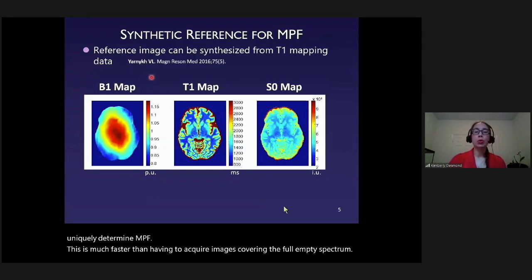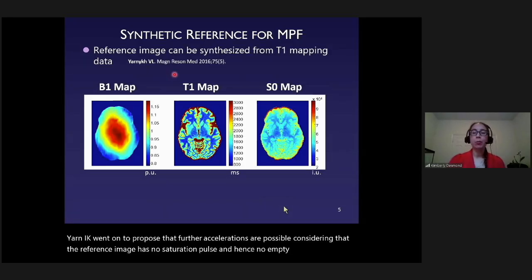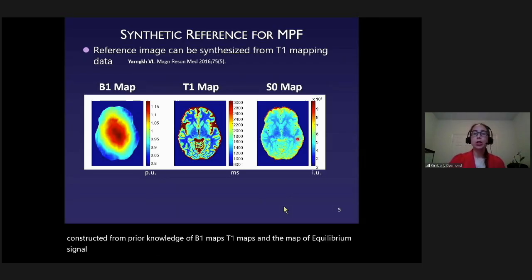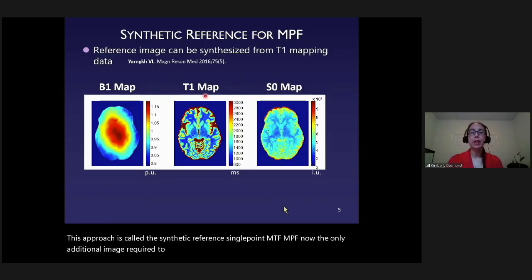This is much faster than having to acquire images covering the full MT spectrum. Yarnykh went on to propose that further accelerations are possible, considering that the reference image has no saturation pulse and hence no MT effects. It can be constructed from prior knowledge of B1 maps, T1 maps, and the map of the equilibrium signal intensity S0, which can be obtained from the T1 weighted images used to make the T1 map. This approach is called the synthetic reference single point MPF. Now, the only additional image required to obtain MPF is the MT-weighted image, cutting the MT part of the protocol by half.